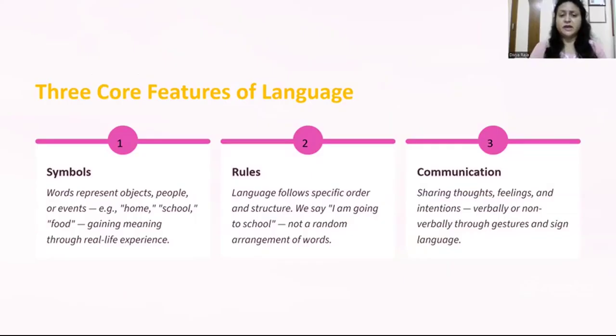And rules, language follows specific order and structure, and we don't change the order when we speak. For example, when I say I am going to school, it is not a random arrangement of words. There is a subject, there is a predicate which follows the subject. Next is communication. It's about how we share everything, our thoughts, feelings, our intentions, and this can be verbal or non-verbal.